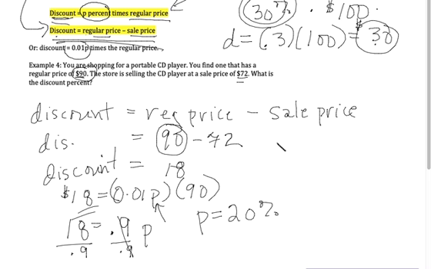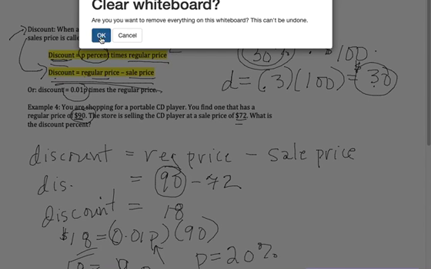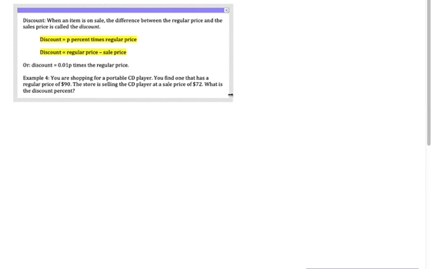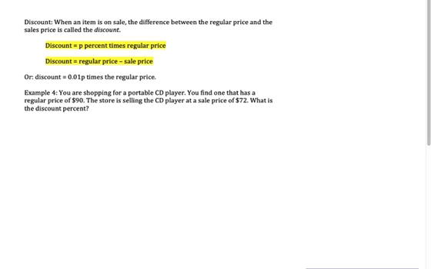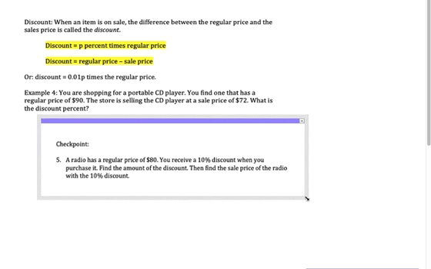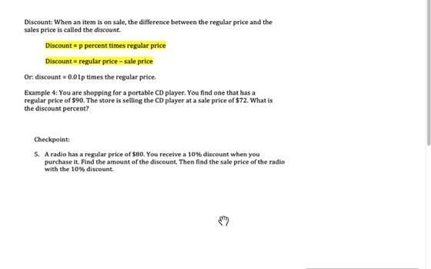All right, now let's do the checkpoint. So at this point, I'd like you to pause the video, and I'd like you to work out the checkpoint number 5. And then when you're ready, press play, and we'll come back and we'll work through the checkpoint so that you can see it. So here's the checkpoint. All right, so if you are back now, I'm assuming that you have worked through this problem and now have your answers.